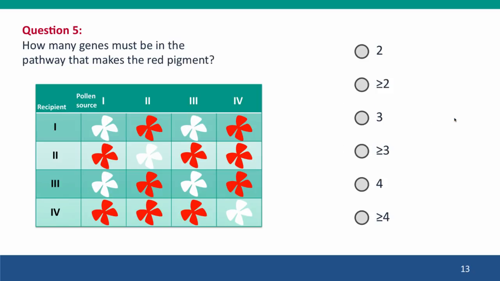Now, one more question. How many genes must be in the pathway that makes the red pigment? Well, just because we found three mutations in three genes doesn't mean we found mutations in all the genes. Our mutant hunt tells us that there must be at least three genes, but it doesn't tell us that there's only three genes. It could be that if we'd isolated more mutants, 5 or 6 or 10 or 20, we would have found more genes. We don't know yet. We have to do a more exhaustive mutant hunt.